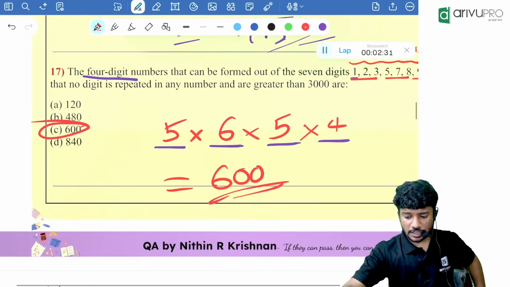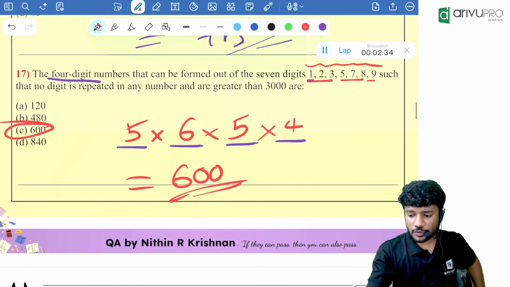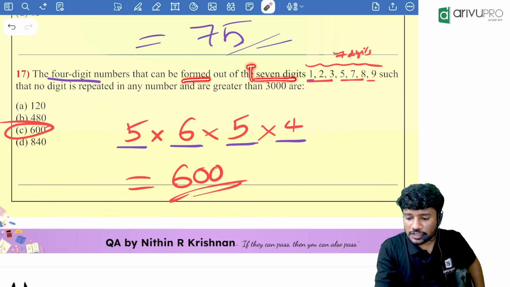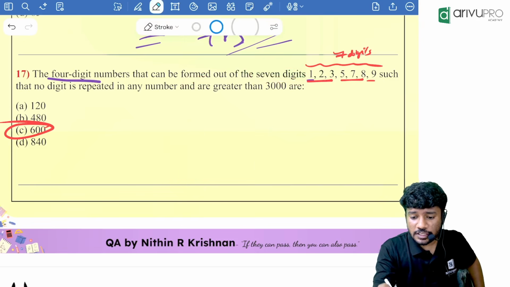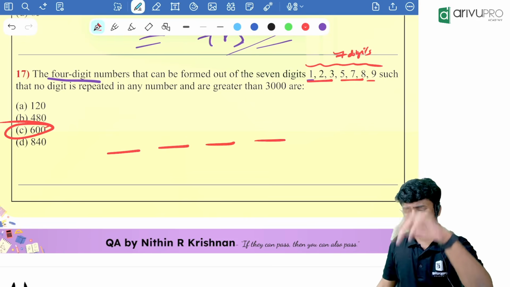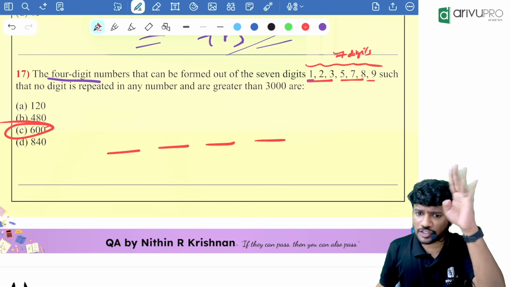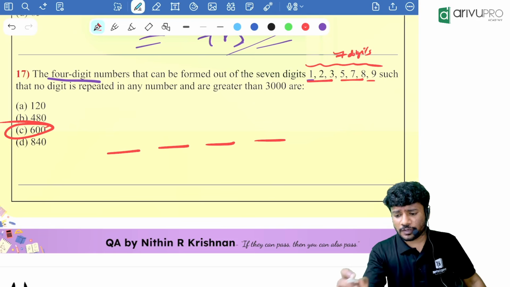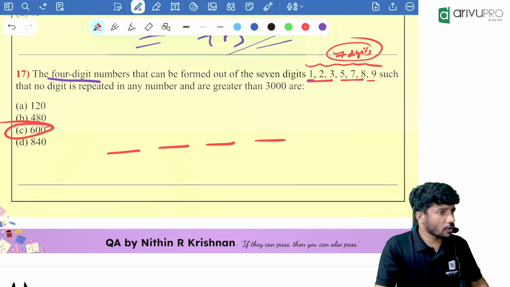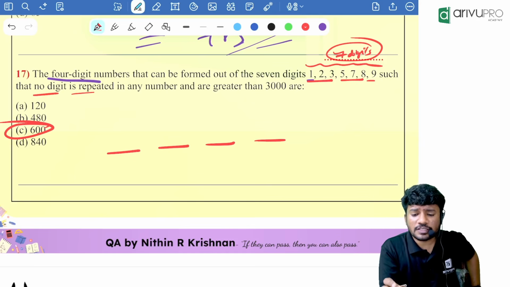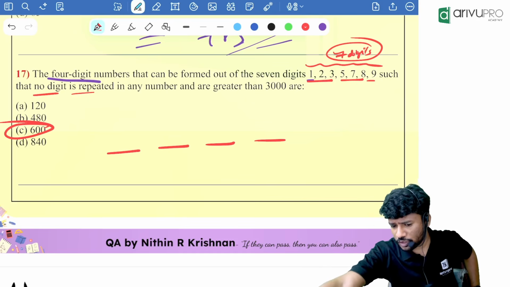Can you explain again? Yes, I can do that. So here the condition is that it's a 4-digit number formed out of 7 digits. A 4-digit number means it will have 4 digits: there is a ones place, tens place, hundreds place, and a thousands place. There are 7 digits given in order to form the 4-digit number. And no digit is repeated, that means repetition is not at all allowed.